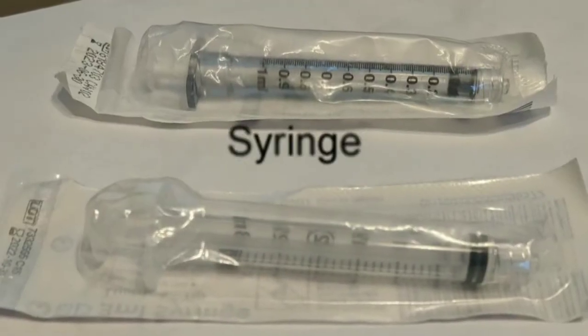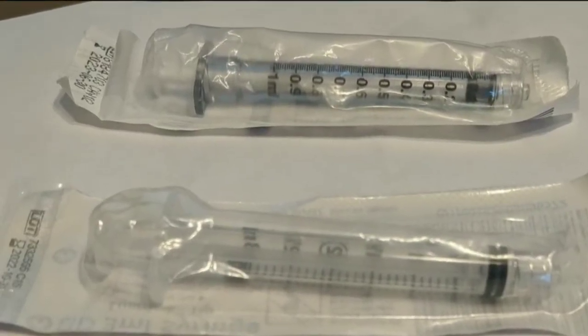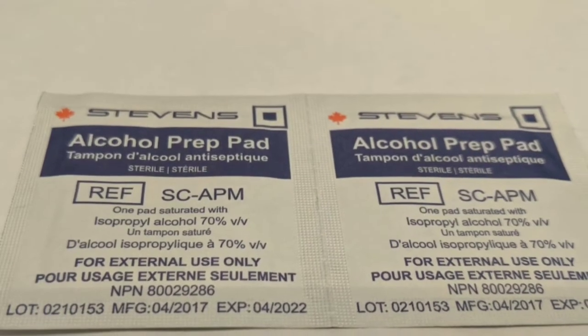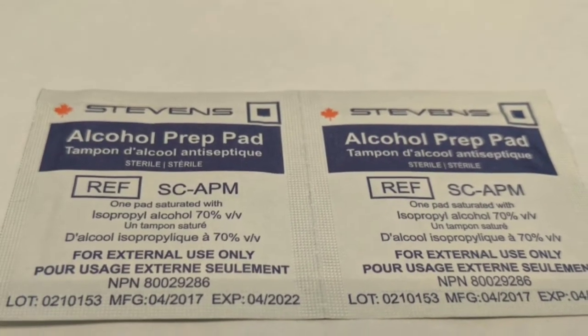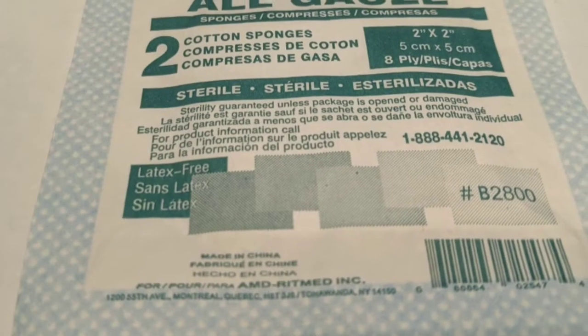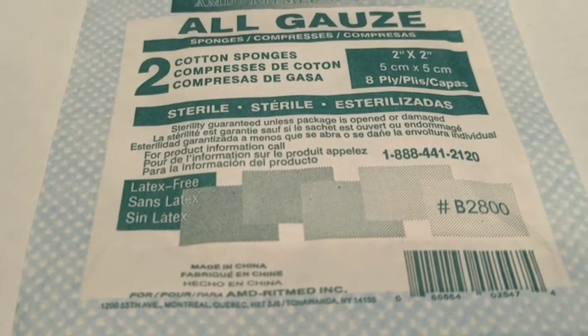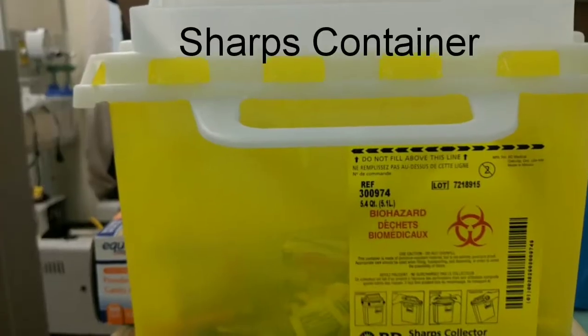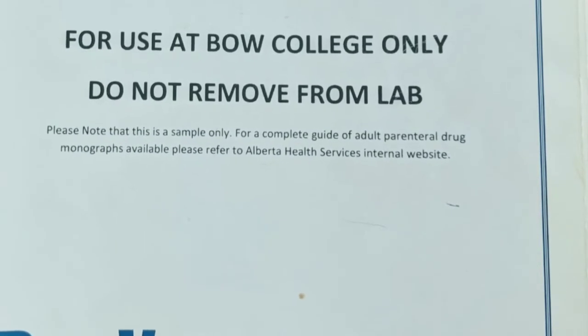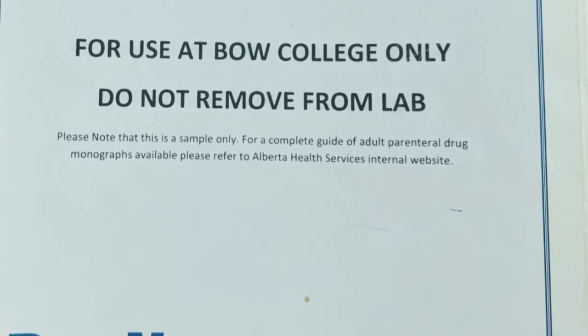A syringe, depending on the medication volume that you will need. Alcohol wipes for disinfecting the vial and the injection site. 2x2 gauze in case the patient is bleeding. A sharps container for your needles. And a monograph to check if your medication is compatible to be given subcutaneously.